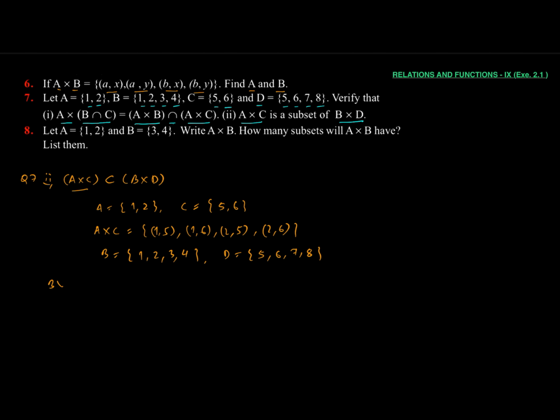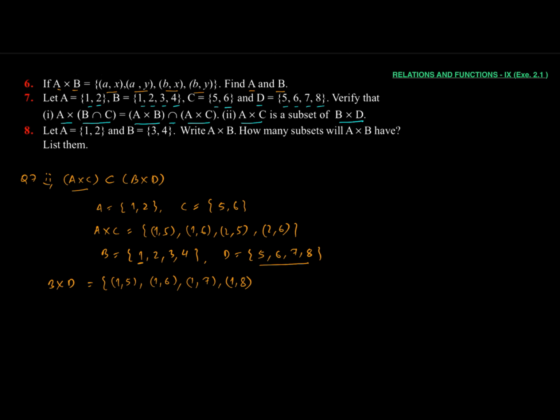Now what will be the Cartesian product of B and D? In this case, each element of set B will separately pair with each element of set D. So let's combine 1 with each of the elements of set D. So we'll be having elements as 1 comma 5, 1 comma 6, 1 comma 7 and 1 comma 8.